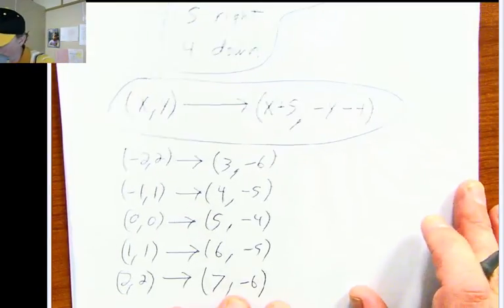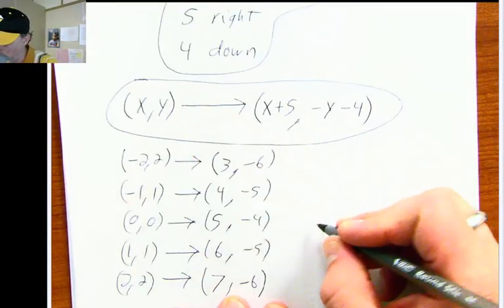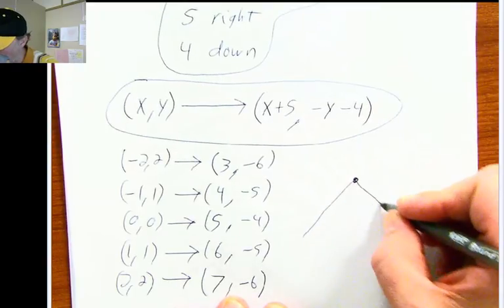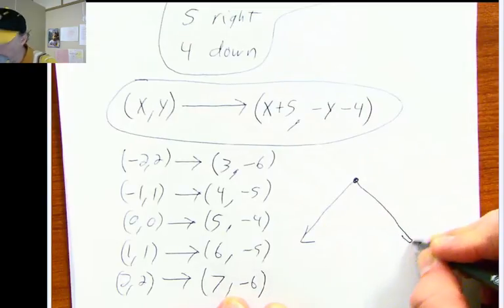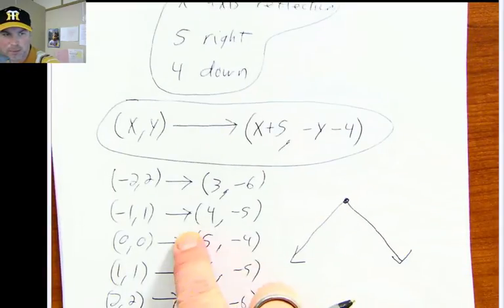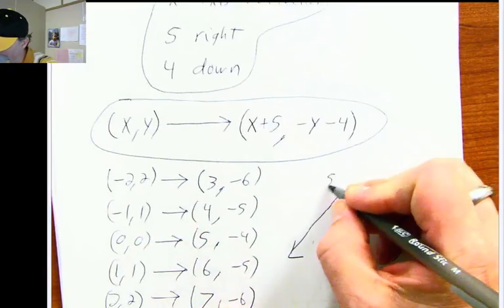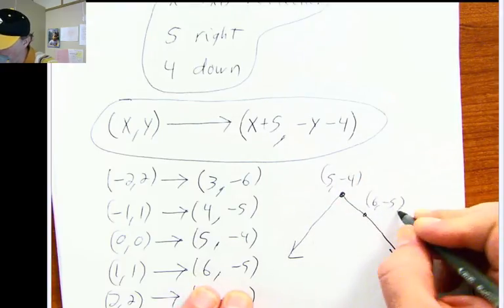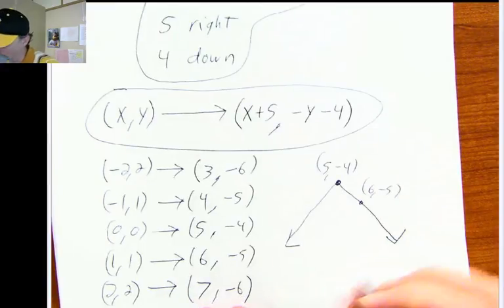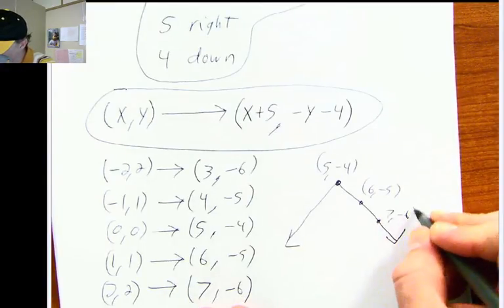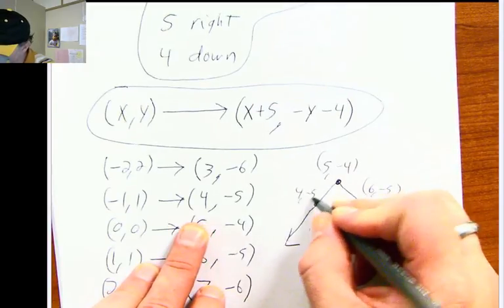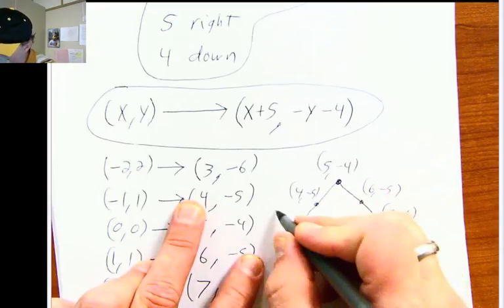And then I could just graph. And I know that this graph, with this x-axis reflection, is simply going to be this downward facing absolute value graph. And then the 5 key points: this middle point, the (0, 0), became (5, -4). The (1, 1) point became (6, -5). The (7, -6) point. And then (4, -5). And (3, -6).